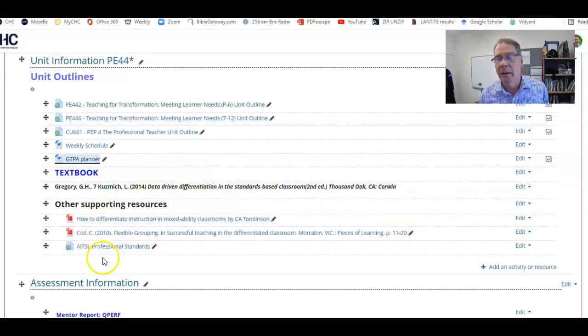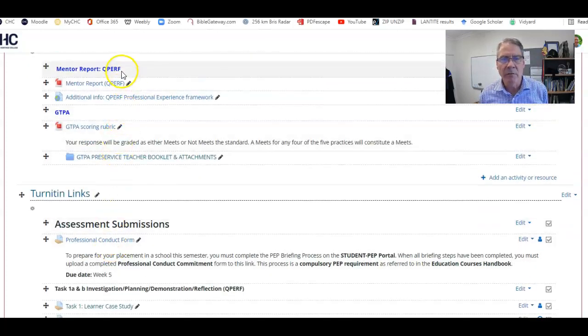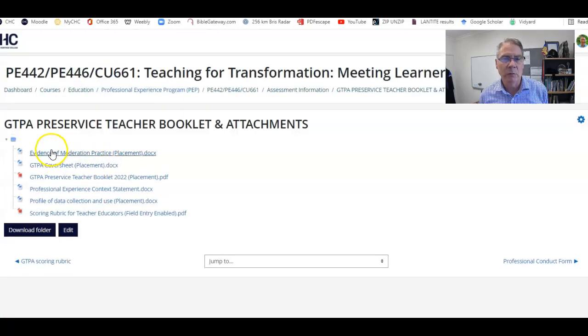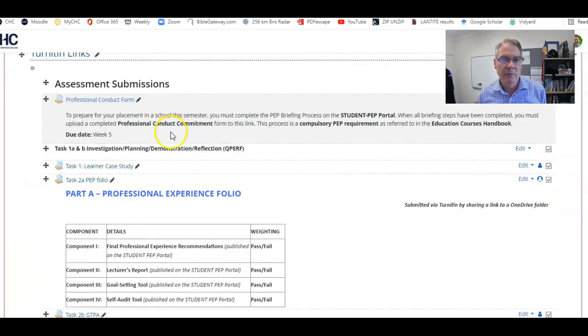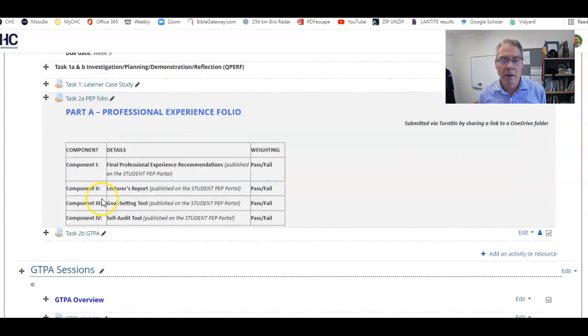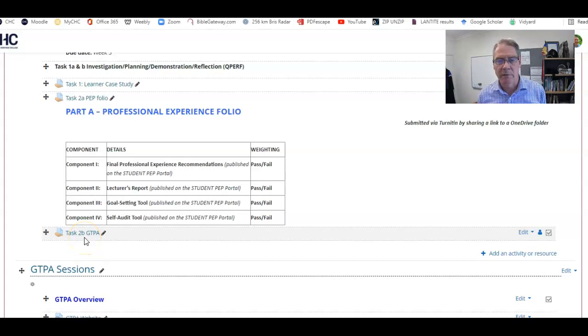The middle side has a number of things which are very standard and normal. Extra resources, we don't have a textbook, but there are some good resources there. The assessment information that is required is here. This out here unpacks all the GTPA tools and templates that you'll need to use, and so that's a very useful one, and we'll go through that. These are your Turnitin links: Task 1, Task 2A, the folio from prac, and Task 2B, the GTBA.